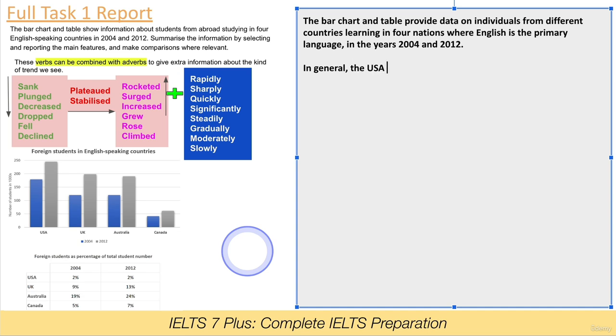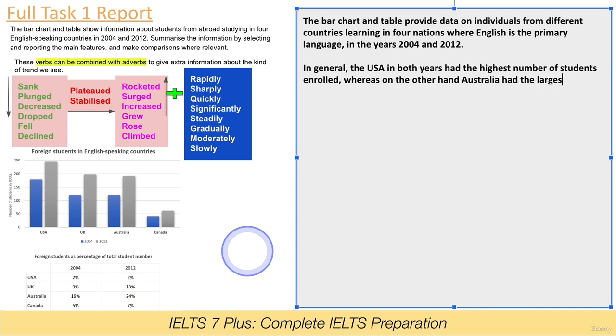In general, the USA in both years had the highest number of students enrolled, maybe, whereas on the other hand, Australia had the highest or the largest percentage of foreign learners compared with the other countries.